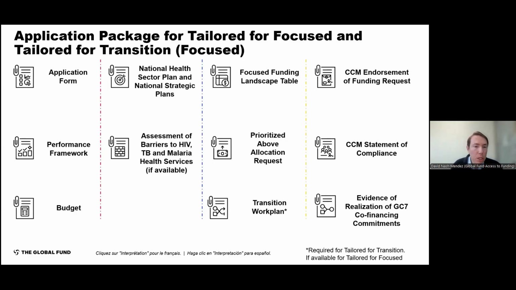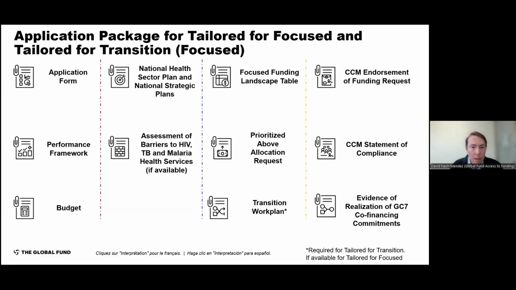But again, it is important to look at the instructions tab carefully for the focused funding landscape table, because focused applicants are only asked to include an aggregate of past spending on the diseases, and all of the other sections in that annex are optional. So please just, again, look at the instructions carefully to see how it might be different for focused portfolios, because the amount that we're asking for is different and most likely less than what you have been used to providing for focused portfolios in the past.